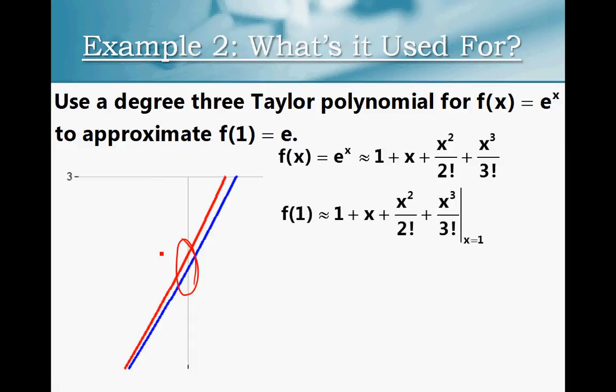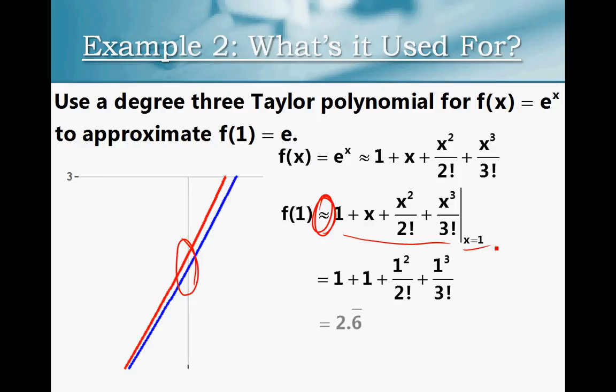So what I'm going to do is evaluate that polynomial at x equals 1. Notice how I'm saying f of 1 is approximately equal to this degree 3 polynomial evaluated at x equals 1. It's not a perfect equality, it's an approximation, but it's a reasonably good approximation. I get 2.6 repeating. It's not exactly 2.71, but you know, I'm in a pretty good ballpark.